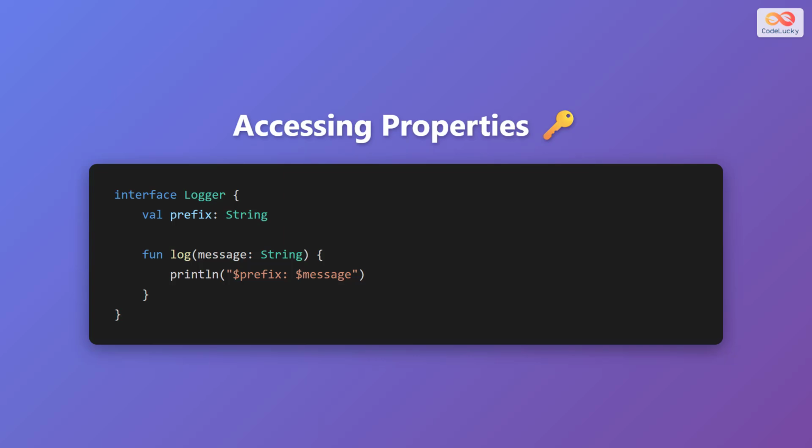Default methods can also access properties defined in the interface. In this Logger interface, we declare an abstract property called prefix of type String. The log method, which has a default implementation, uses this prefix property in a string template to format the message. Any class implementing Logger must provide a value for prefix, and the default log method will use that value automatically.